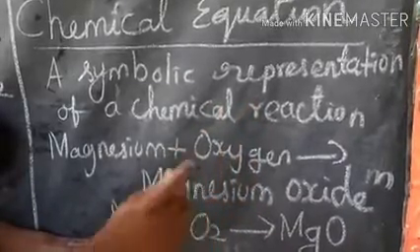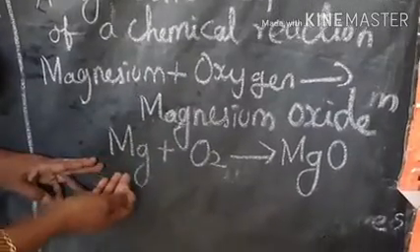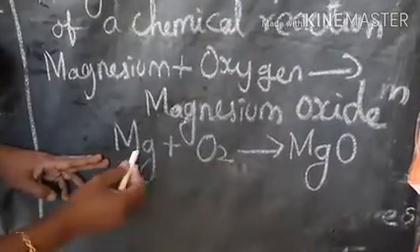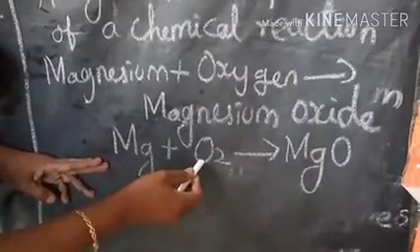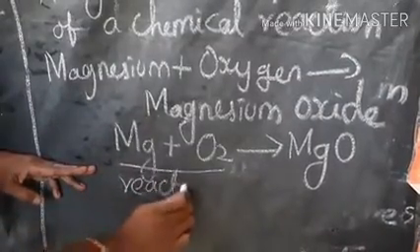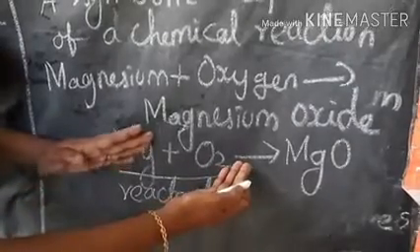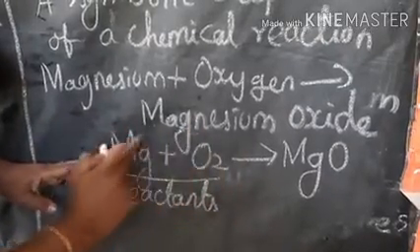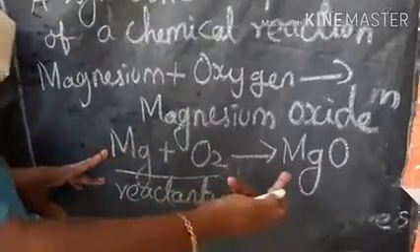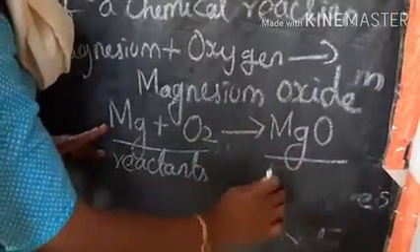Okay. In a chemical reaction, the substances which are taking part in the reaction. Here, which substances are taking part in the reaction? Magnesium and oxygen. So, these are called reactants. That means the substances which are present on the left side of the equation. They are reactants. The substance which is formed after the reaction is called the product.